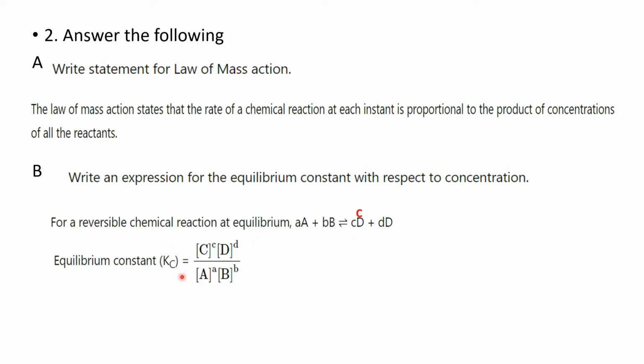The equilibrium constant Kc is equal to the molar concentration of products upon the molar concentration of reactants, each raised to the power of its coefficient. So here the products are C and D. Kc = [C]^c [D]^d / ([A]^a [B]^b).